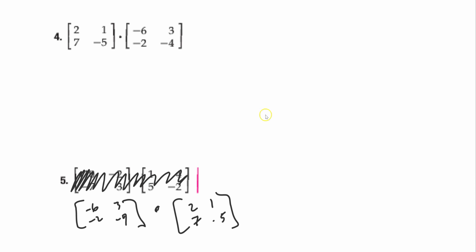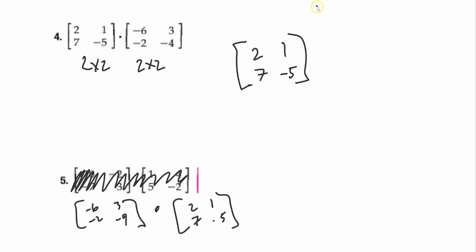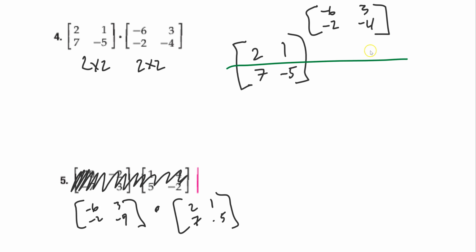I think I'm going to do the second method because I think for most people that's the way they prefer it. So I'm going to multiply 2, 7, 1, negative 5. I know these are both 2 by 2, so they do multiply. And I'll multiply by, put that one above here, negative 6, negative 2, 3, negative 4. Then everywhere there's a space, I'll put a line, my dividers. And then I get my 2 by 2, and all I have to do is multiply the corresponding parts.